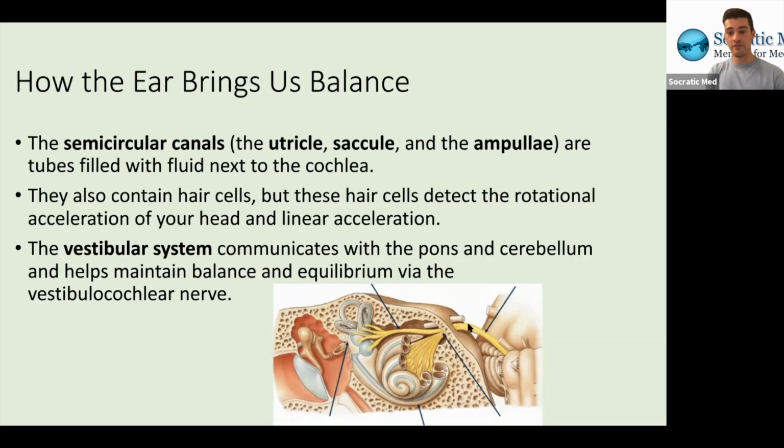This yellow nerve is the vestibulocochlear nerve. And once it comes right over here, it actually splits off into two. So this part that's innervating the semicircular canals, we sometimes refer to as the vestibular nerve. And the one that's headed directly into the cochlea is called the cochlear nerve.